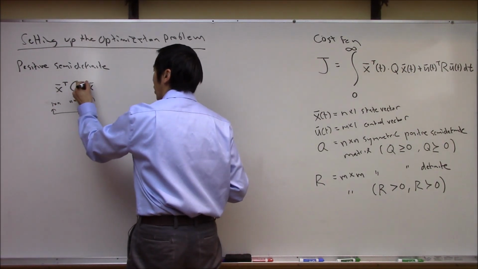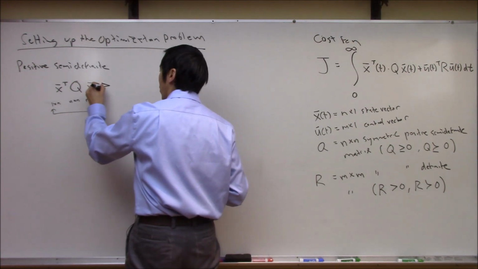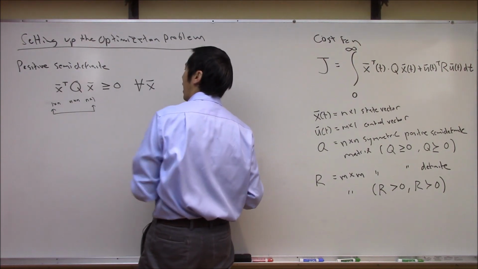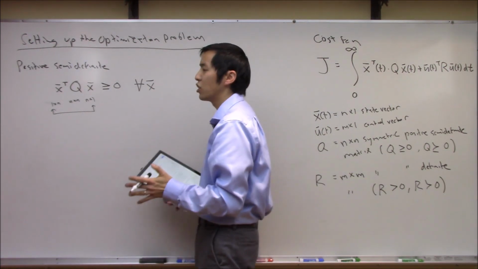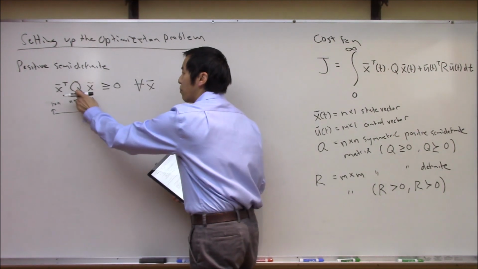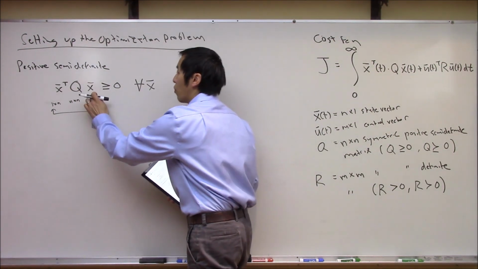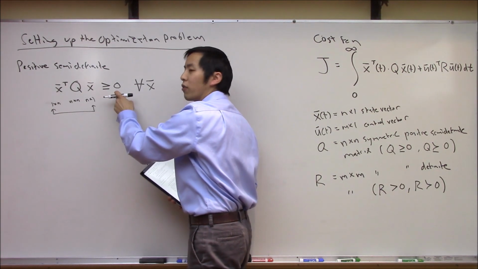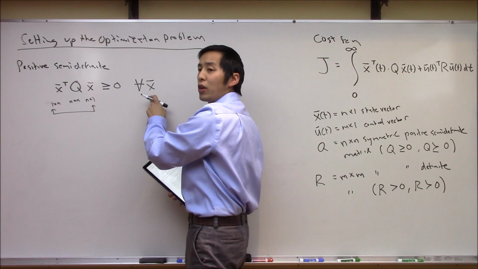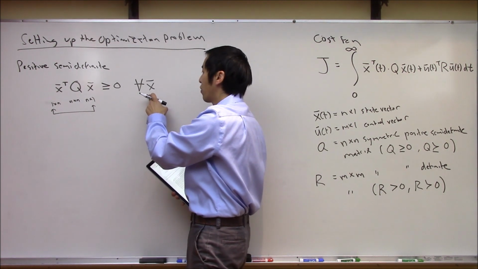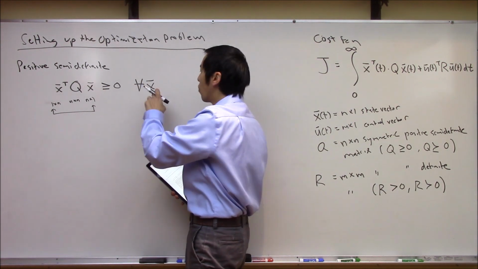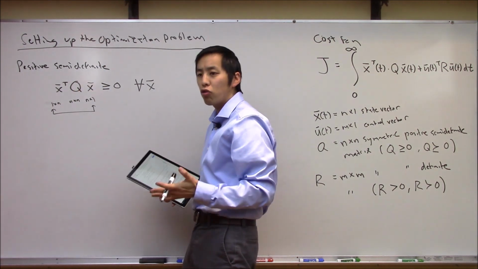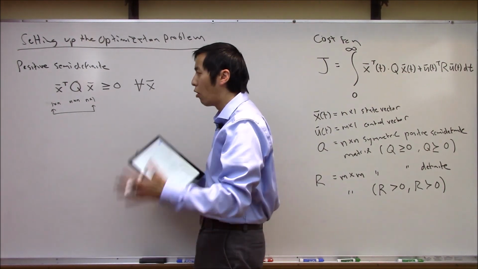This scalar quantity is always greater than or equal to 0 for all possible x values. That's the definition of positive semi-definite: this matrix is positive semi-definite if, when you compute this quantity x transpose Qx, it is greater than or equal to 0 for any value of x. This vector could have positives, negatives, zeros, whatever. It doesn't matter. By the time you compute this, you get something greater than or equal to 0 all the time.